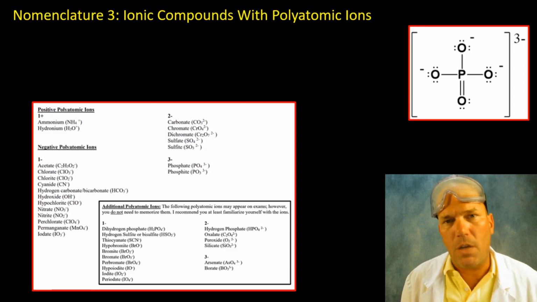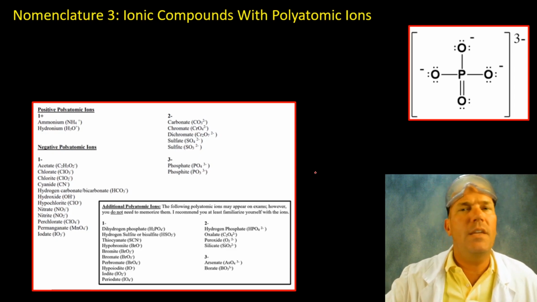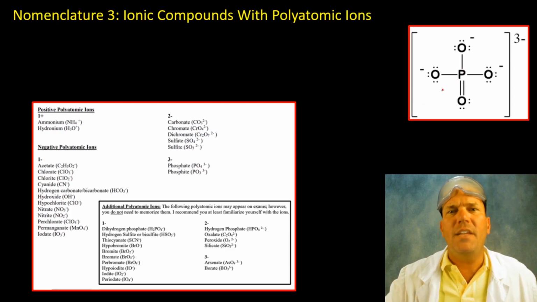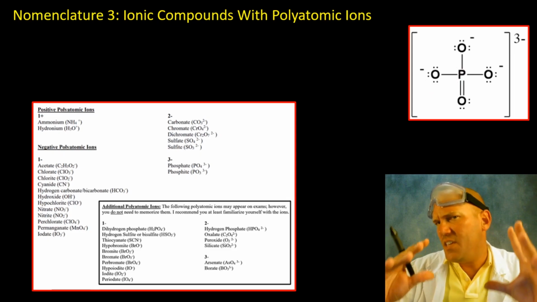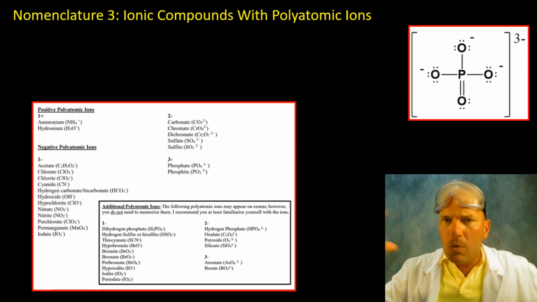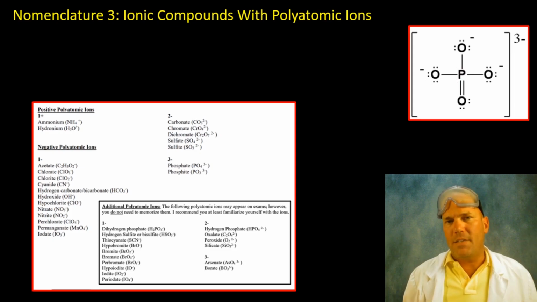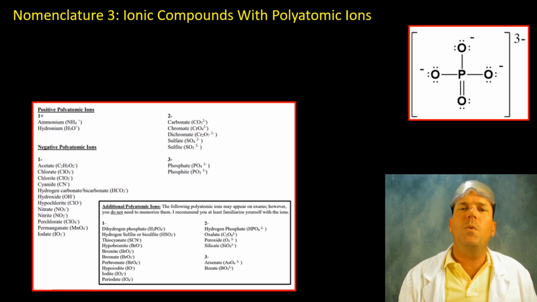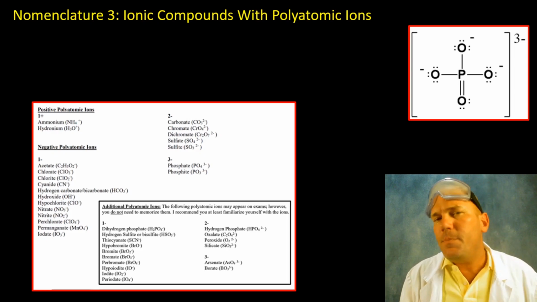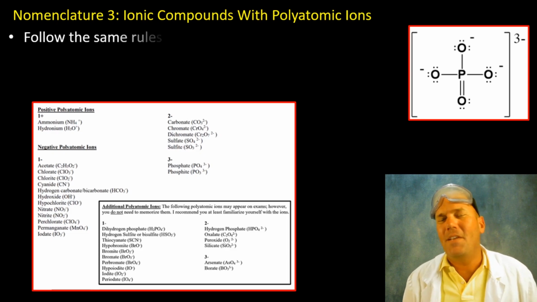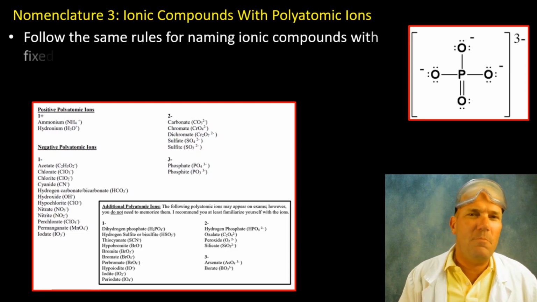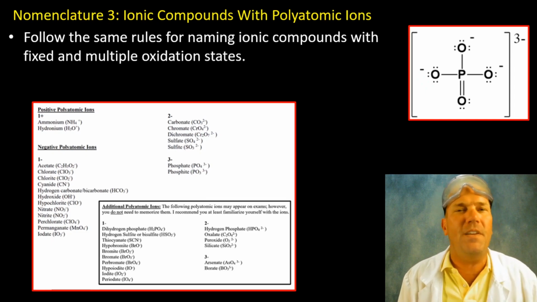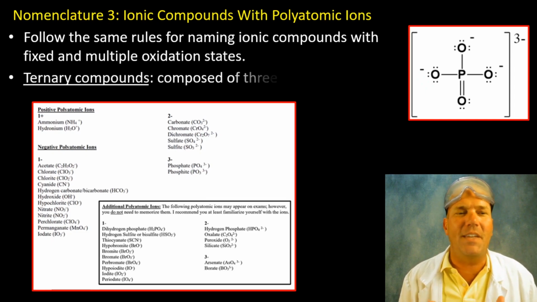This is a Lewis structure, and what it is showing is 1 phosphorus and 4 oxygen that collectively, as a unit, carry an overall charge of 3-. That's important to understand as we move forward with naming this particular type of ionic compound. Now, you're going to follow pretty much the same rules that you've been using in Nomenclature 1 and 2 for both fixed and multiple oxidation states.